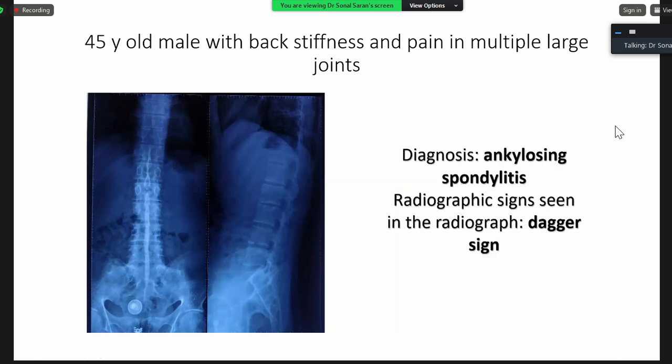So what happens here? As you can see, this is a photo of a dagger, and here we can see there is ossification of the interspinous and supraspinous ligament, which can lead to an appearance like a dagger. So this is ankylosing spondylitis with dagger sign.